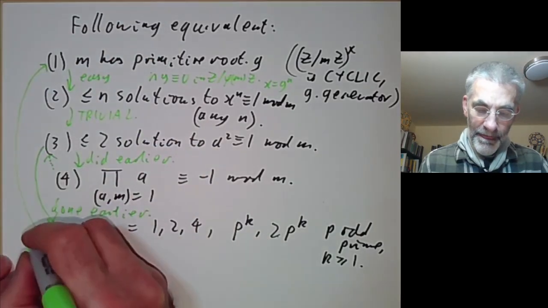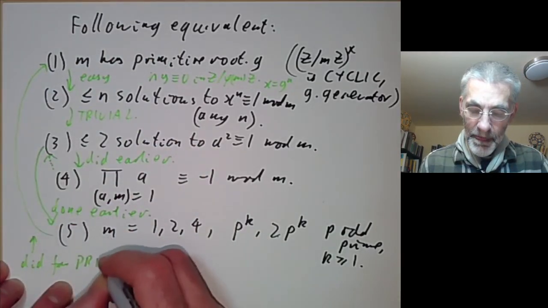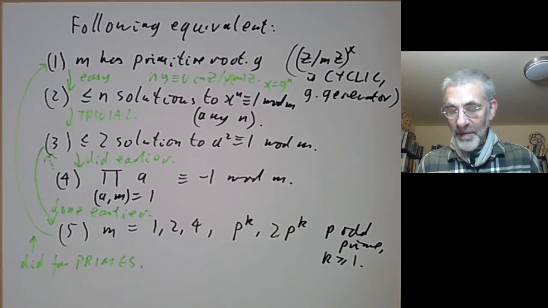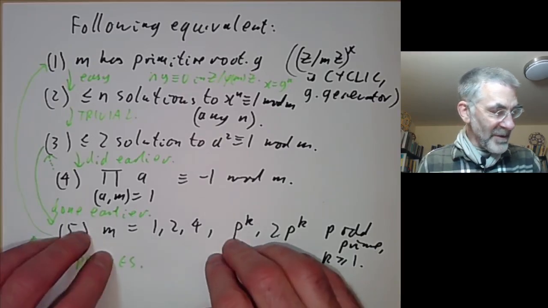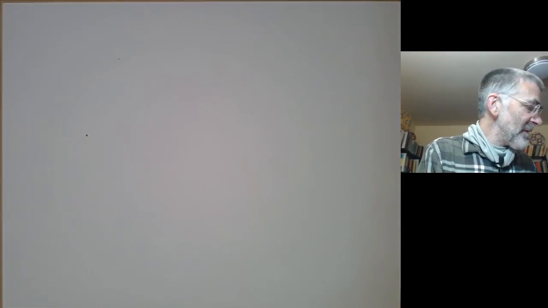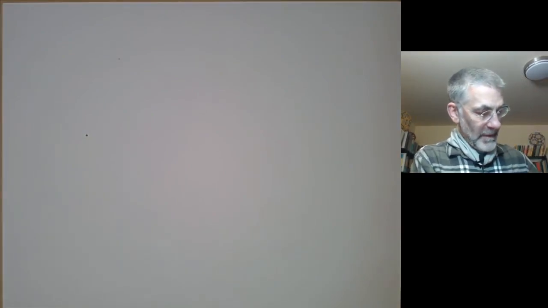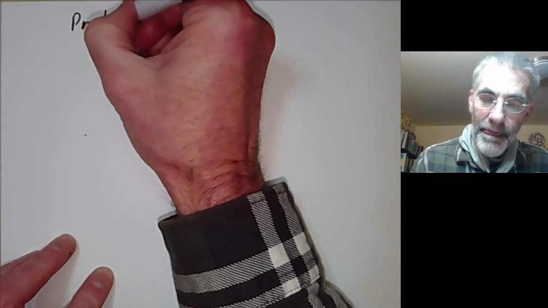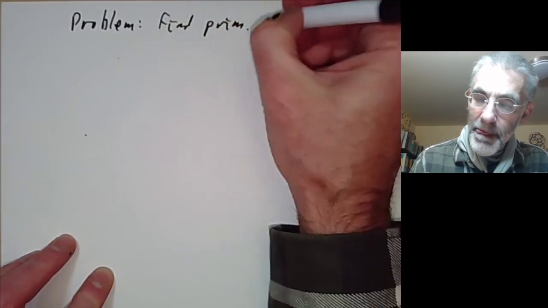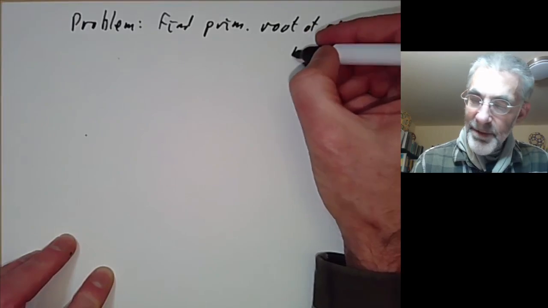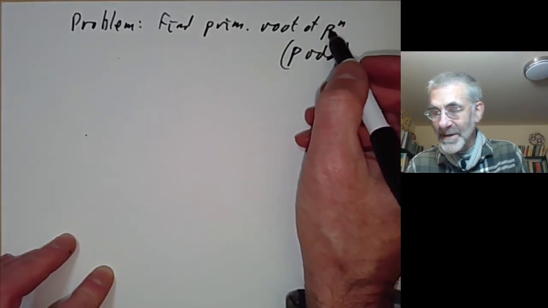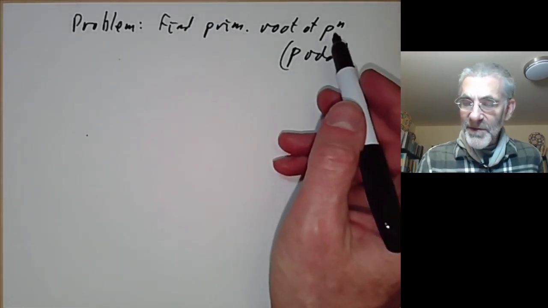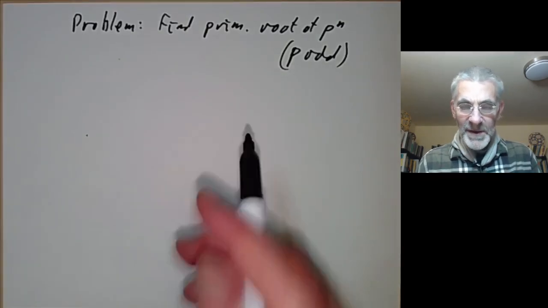This implication here we did for primes, but not for prime powers or things of the form 2 times a prime power. And I'll say a little bit about how you prove it for prime powers. If we've got a prime power, you can ask, how can you find a primitive root? So let's have the following problem. Find a primitive root of p^n, where p is odd. As we saw earlier, if p is equal to 2, then p^n doesn't usually have a primitive root. So we've got to explain, first of all, how you find a primitive root in this case, and secondly, why this doesn't work for p equals 2.